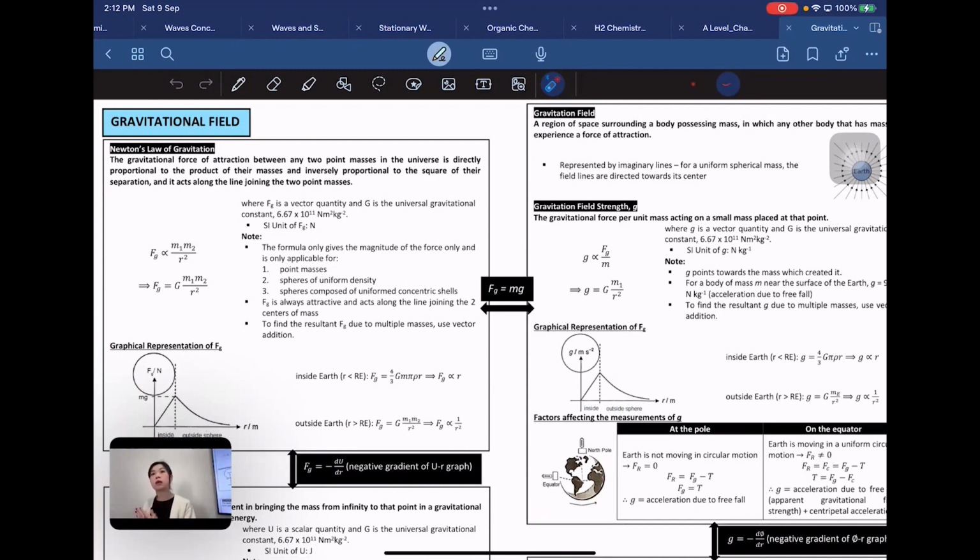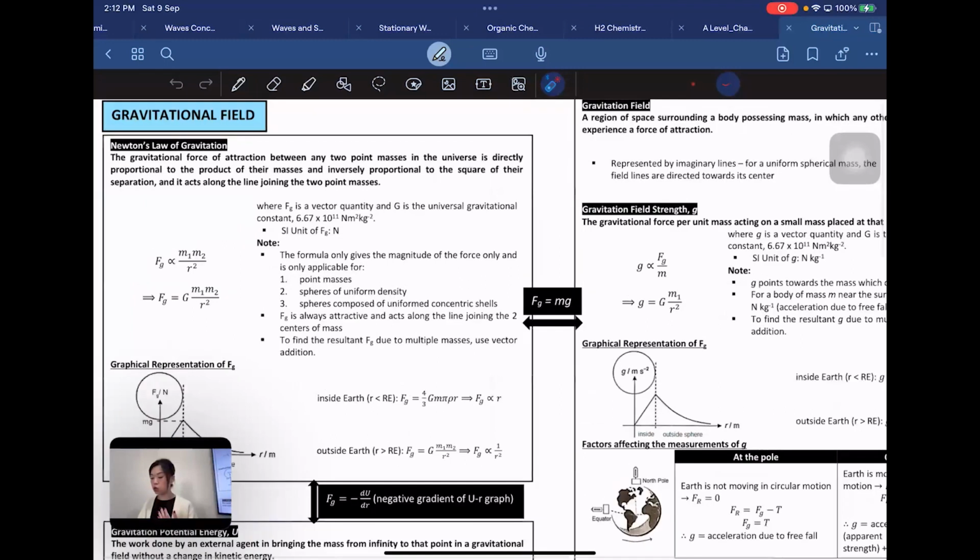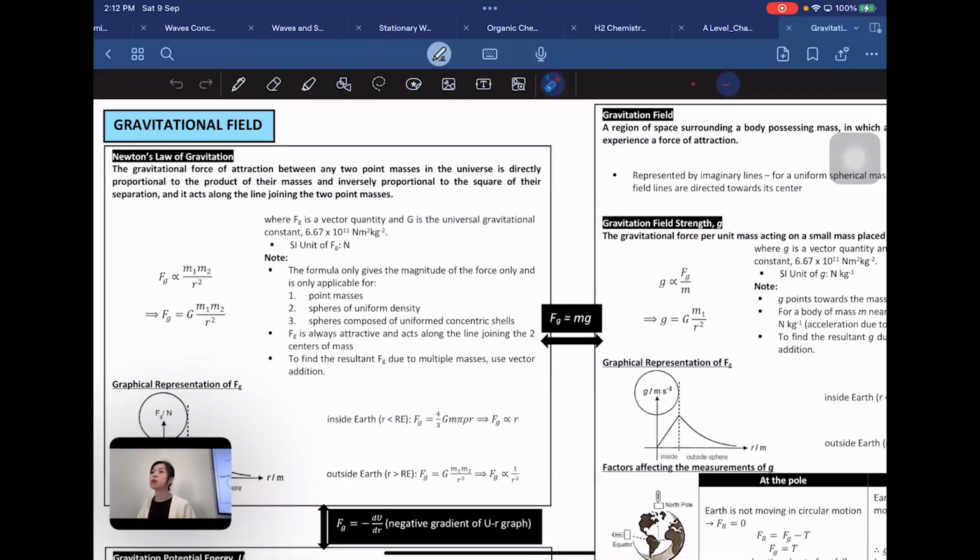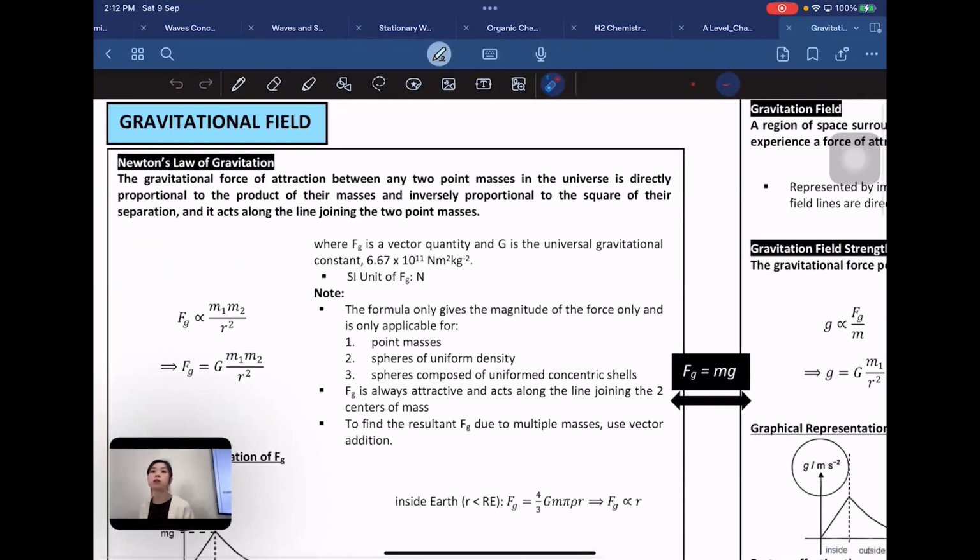Then the next part will be the application part of gravitational field. So the first thing we're going to look at is the vector quantities of gravitational field, and it is defined by Newton's law of gravitation. So what did Newton actually state in his law of gravitation? And it has already become a law, it's not even a theory, which means it's solidified. It can't be proved, understand?